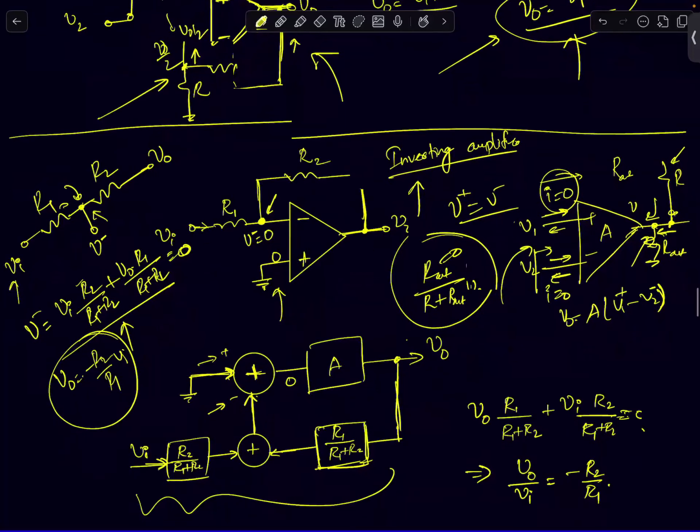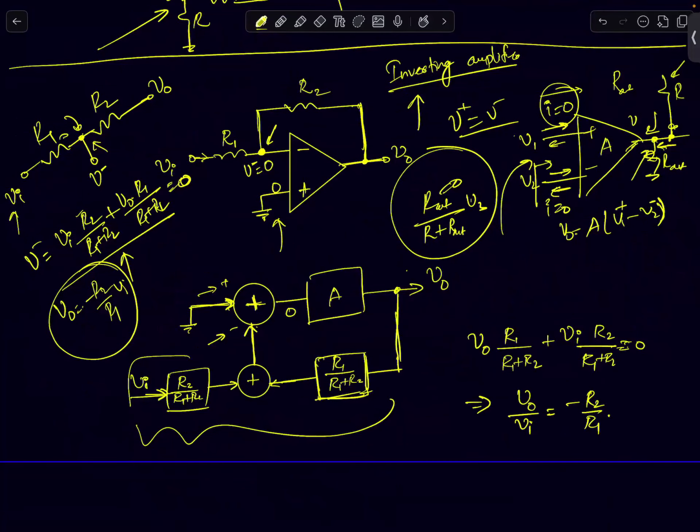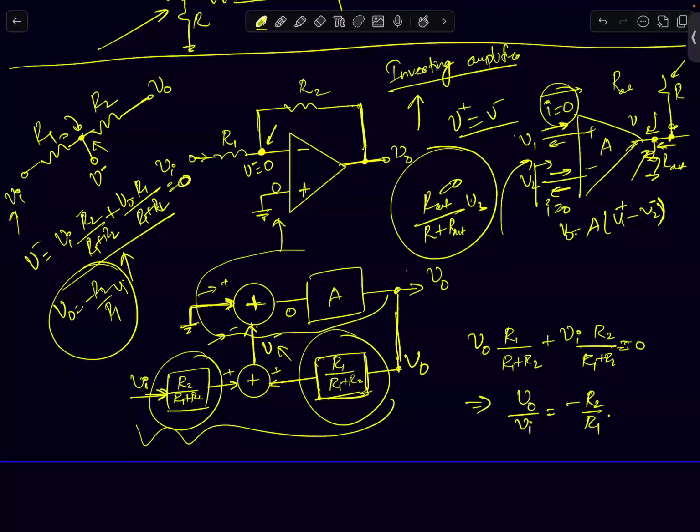And what is happening here, I've just drawn a block diagram representation. V minus is actually summing two voltages. It's taking V0 and multiplying it by this factor R1 by R1 plus R2, and Vi multiplied by this factor, and adding the two. That's what V minus is. And the non-inverting terminal of this op-amp is connected to ground, and I've just shown it here. So if you again use control theory, a block diagram representation, you will get the same answer. You will get this result.